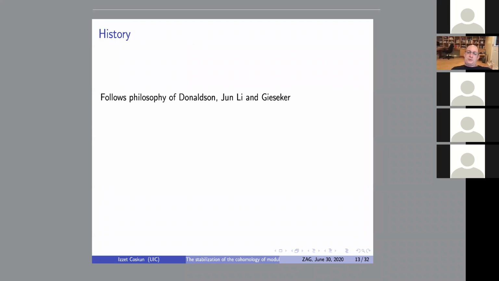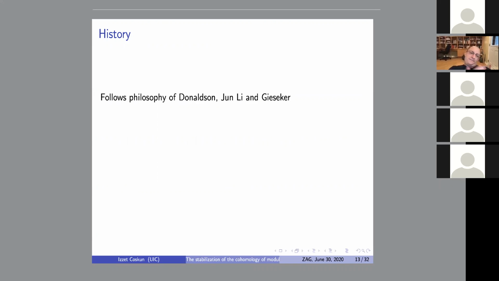And then let me do a little bit of the history. So, this follows from the philosophy of Donaldson, Jun Li, and Gieseker. So the way you should think about it is that these moduli spaces don't need to be well behaved. They can have lots of components, they can be fairly singular, they can be non-reduced and all sorts of things, right? But the expectation is that as the discriminant tends to infinity, or the second Chern class tends to infinity, then the moduli spaces are much better behaved.